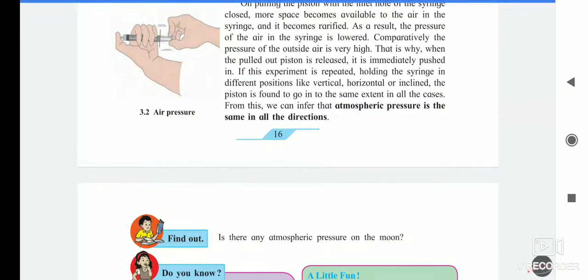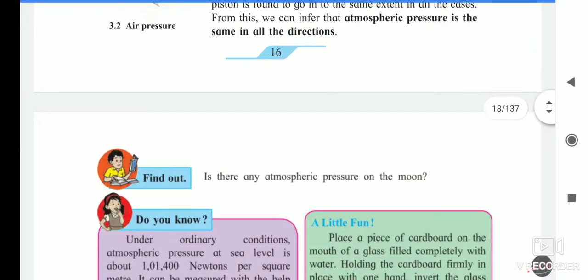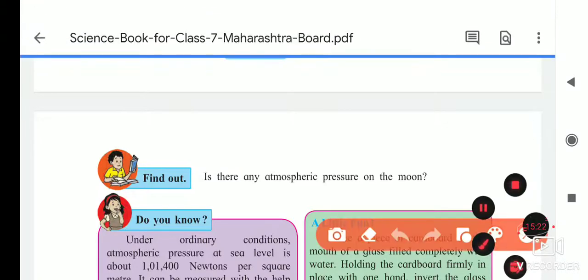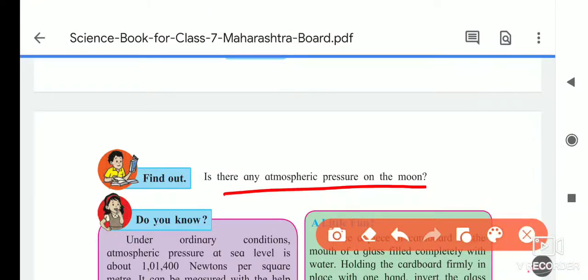Find out, is there any atmospheric pressure on the moon? What is your opinion? See here, whenever things are kept as they are, they remain in their position. So it shows that the atmospheric pressure is very low, or otherwise absent, on the moon.